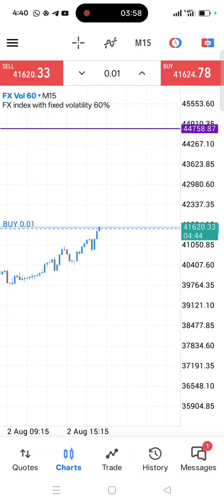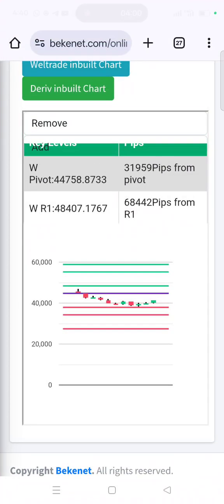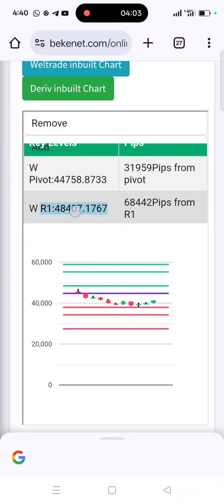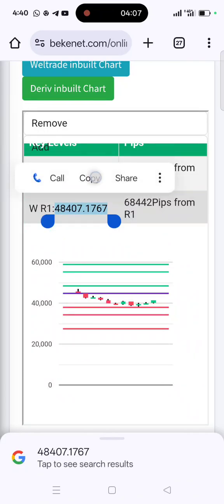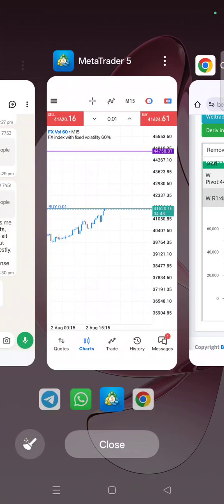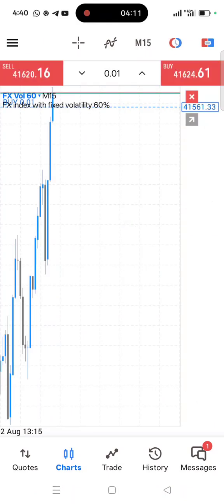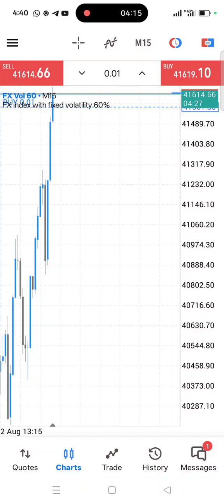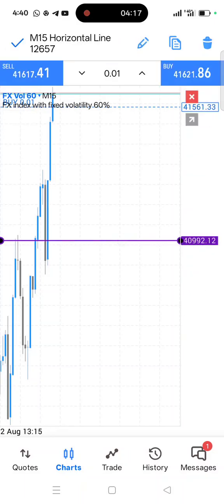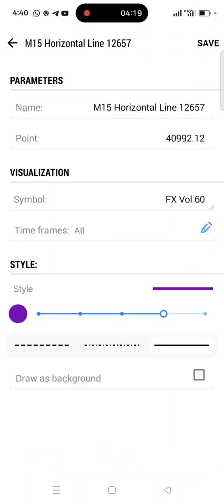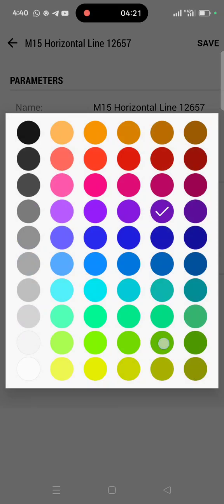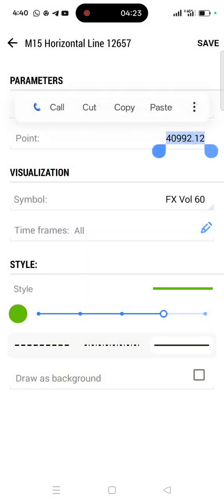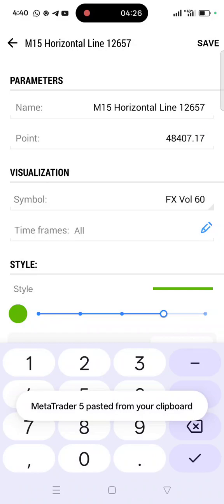We're going to be looking for the resistance. Okay, so arrow 1 means the first resistance. So let's go, which is the first key level. So I'm going to put this here. I hope this video will not be too long. So now I'm going to first of all change it to green. All right, and I put it in. And I paste, I save.